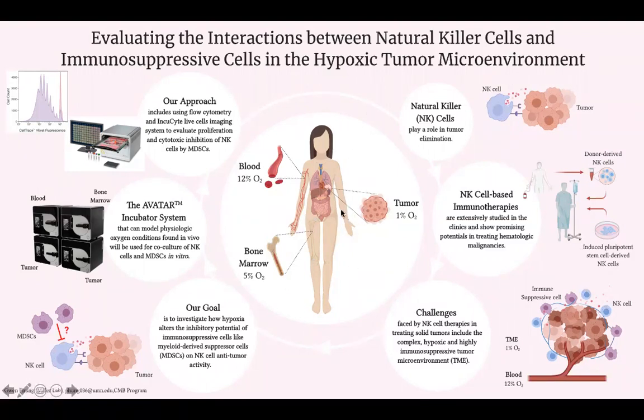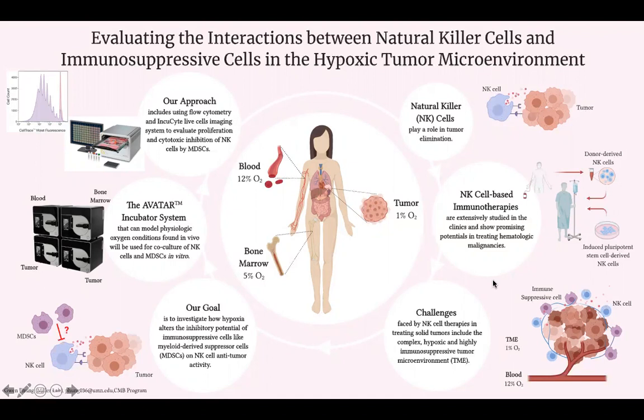And here's a diagram that highlights the various sites where NK cells can be found in our body. This includes blood, where NK cells circulate, the bone marrow, where they develop, and also the tumor, where they take action. Note that the oxygen levels in these various sites are different, with the tumor having the lowest oxygen condition, also known as a hypoxic condition.